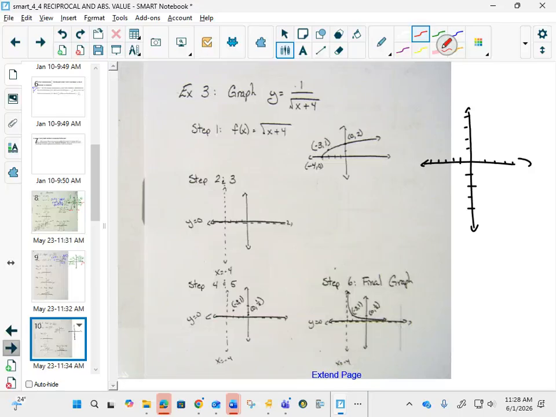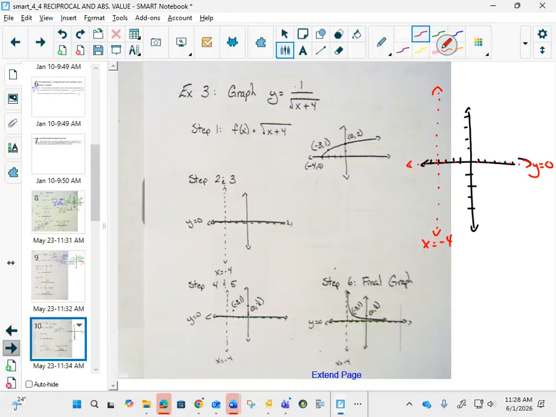we'll start with asymptotes. Do we have an x-intercept? Yes, at -4. So at -4, I'll have a vertical asymptote. Does our graph go up forever? Does the square root keep going up or does it flatten out eventually? It just keeps going up. So we will have an asymptote at y equals 0.